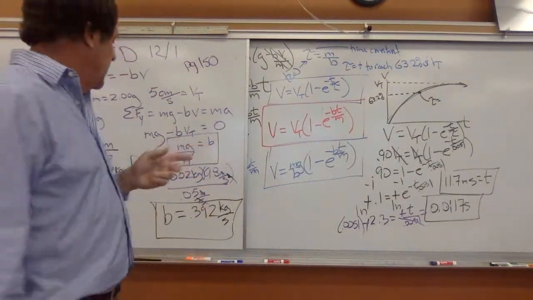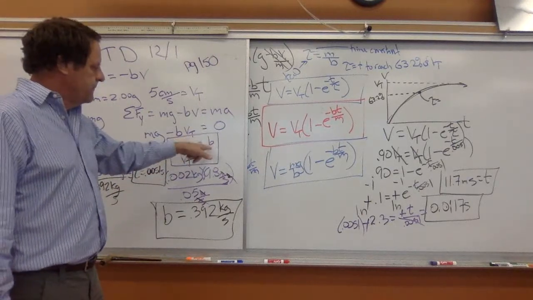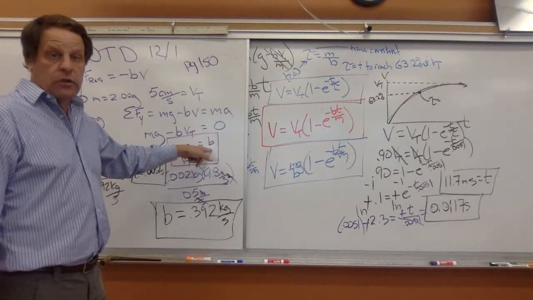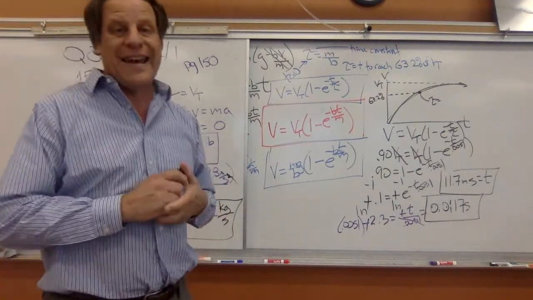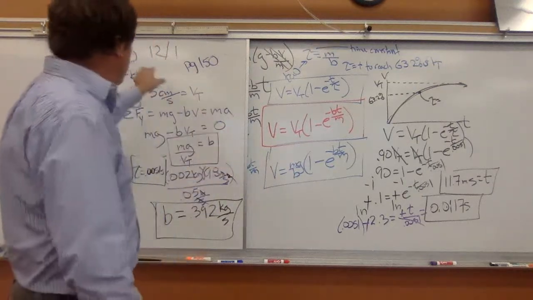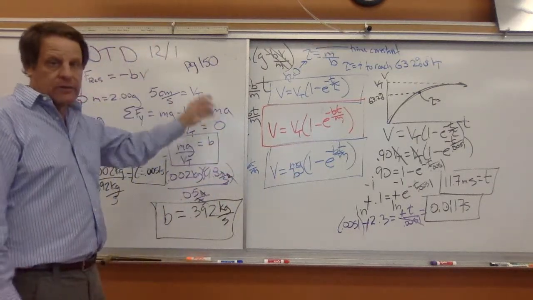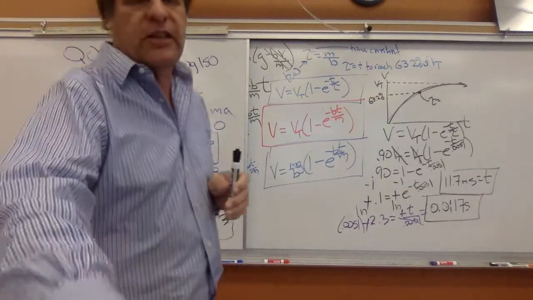Okay, so the first thing that I asked here is what was this coefficient, what was tau, and how long it took to reach 90% of its terminal velocity. So your question of the day is going to be just like this, except there's going to be different numbers. Okay, hopefully that helped. See you next time.